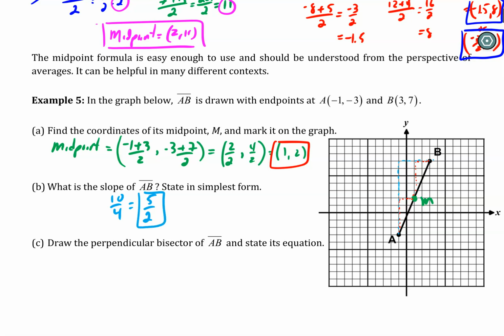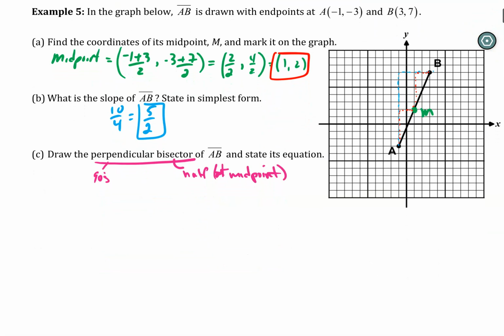And it says draw a perpendicular bisector of AB and state its equation. So this one's a little bit more advanced, but they specifically want a perpendicular bisector. So we know that that is a line that intersects AB at 90 degrees, because that's perpendicular. And bisector means in half, AKA at the midpoint. So we know that we want this line to intersect at the midpoint and form a 90-degree angle. So we've got a little work to do here. Nothing crazy. We already know the midpoint. We know it has to cross it at M.